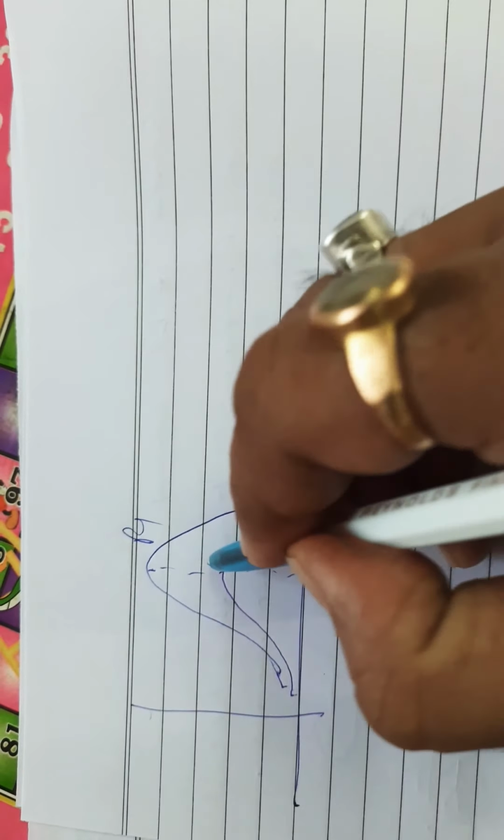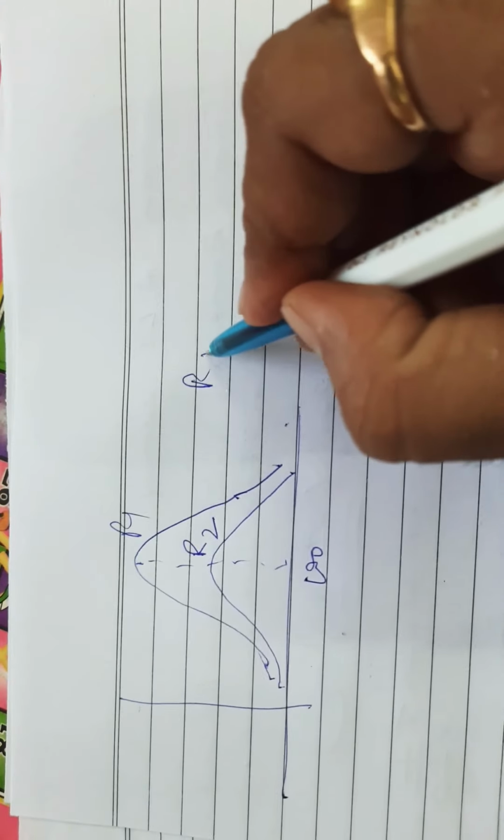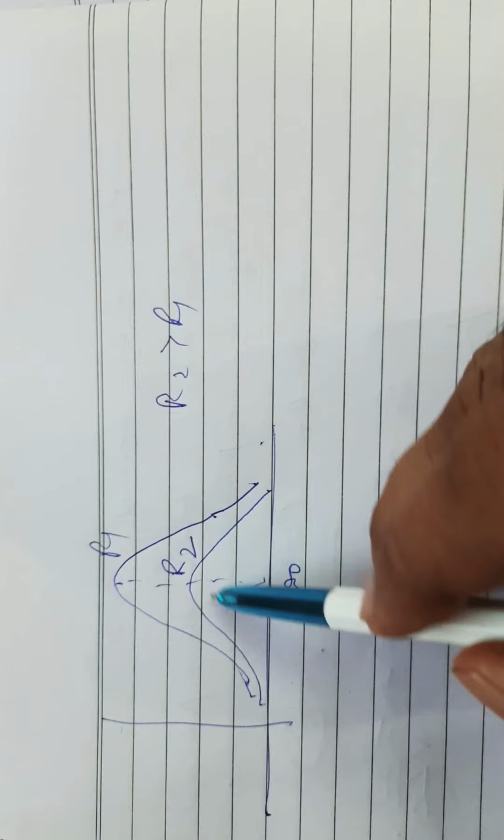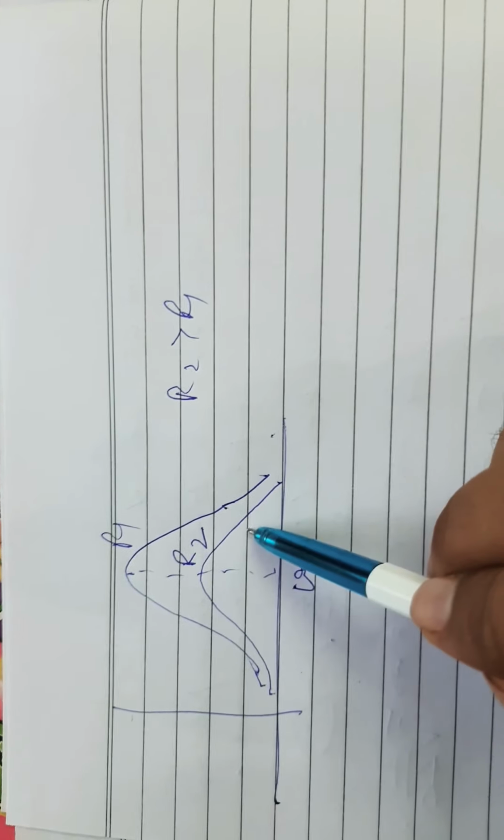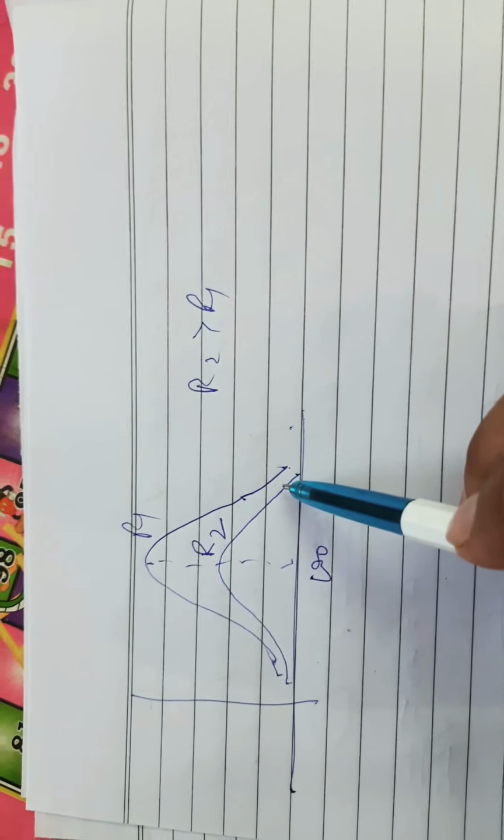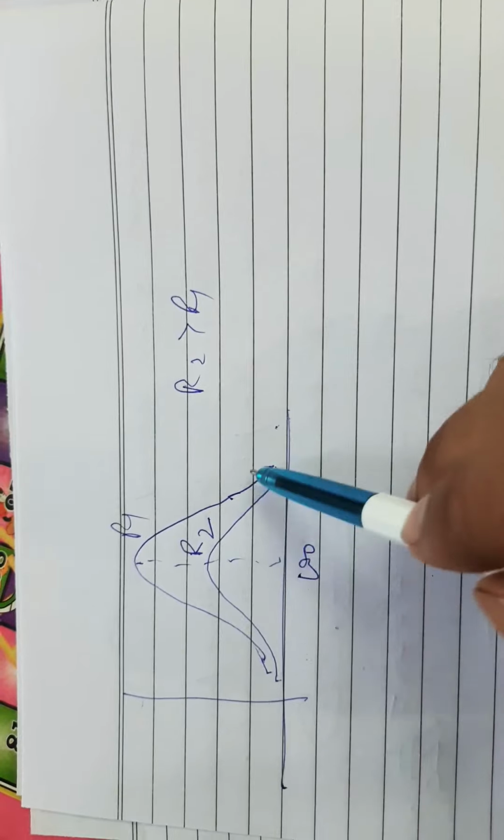Say this one is for R1 and this one is for R2. Here we can say that if R2 is greater than R1, as the resistance increases, the sharpness of the resonance decreases. So this is clear with the help of this figure also.